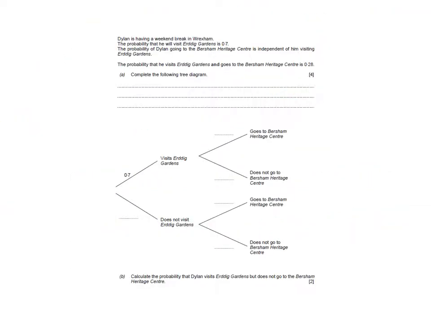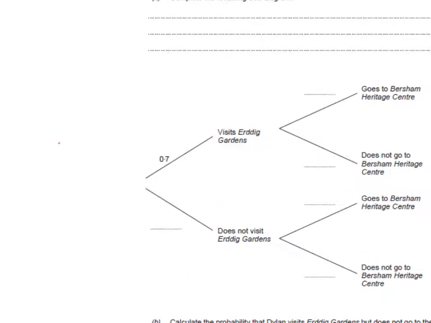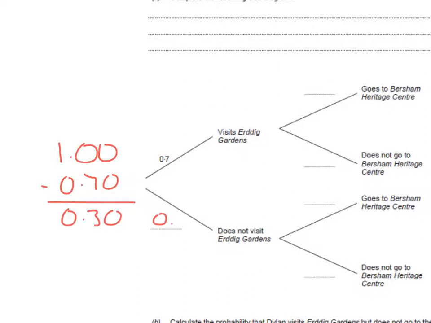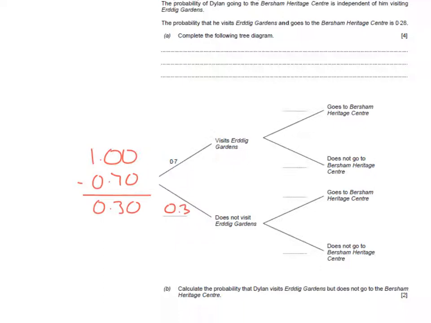Now this question is slightly different in the wording. However, we start off by working out the probability that the person doesn't visit the gardens. So we've got 1.00, take away 0.70, which gives us 0.30, or just 0.3 if you prefer.